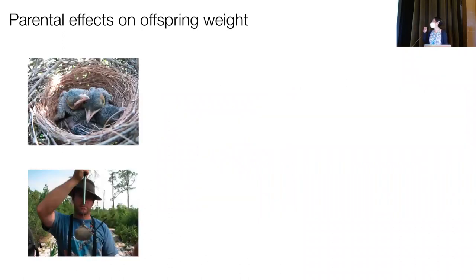So we looked at offspring weight at two time points. We weigh all of the nestlings when they're 11 days old, and then we catch them again and weigh them when they're about 60 to 80 days old. I'll use nestling weight to refer to day 11 weights and juvenile weight to refer to the 60 to 80 day old birds.